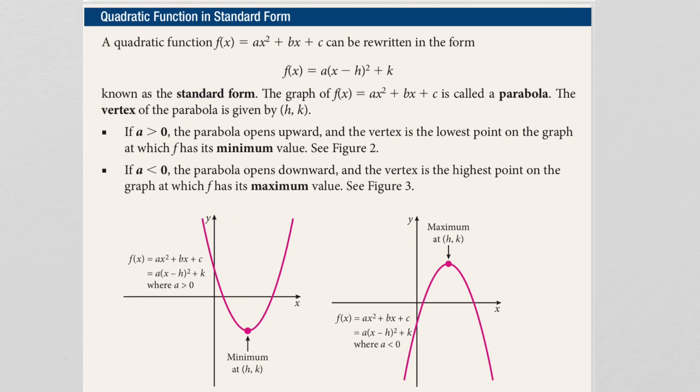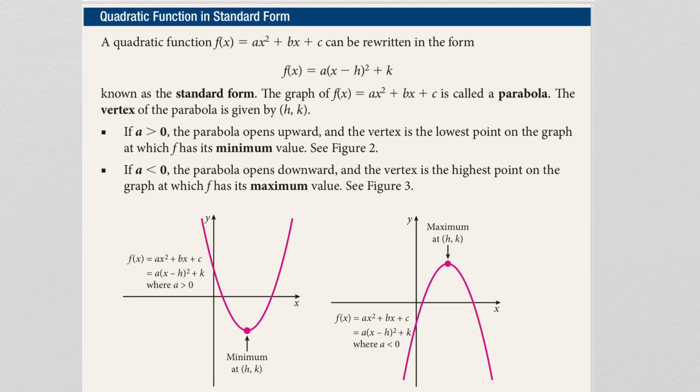Now that same quadratic function can be written in a different form called standard form. So here's the original quadratic function. It can be rewritten by completing the square into the following format: a times x minus h quantity squared plus k. Again, this is standard form.